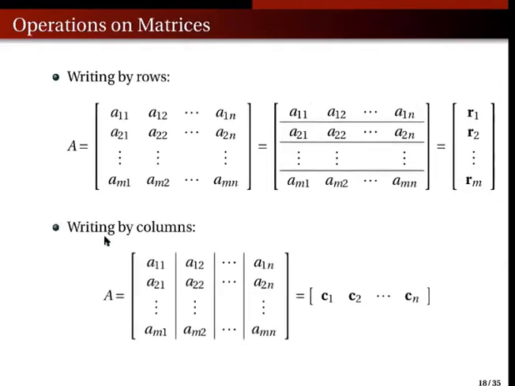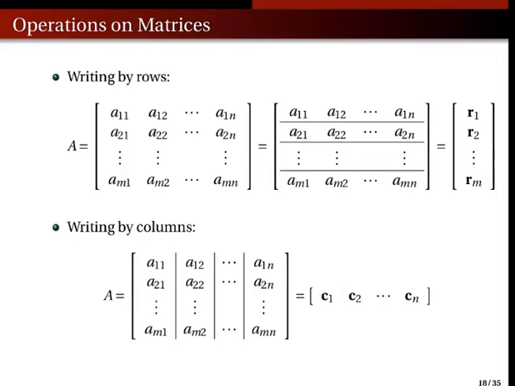We can also do columns. So instead of partitioning the matrix by row, let us partition it by column. This is your first column, A11, A21 until AM1. Second column, A12, A22 until AM2, etc. This small bold face c1 is your column 1, bold face c2 is column 2, until you have bold face cN, column N.